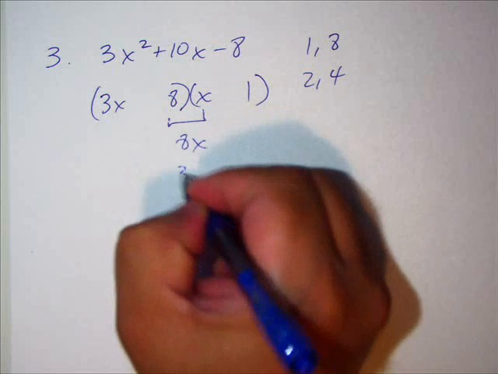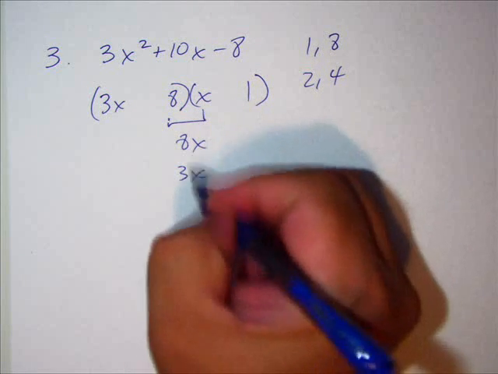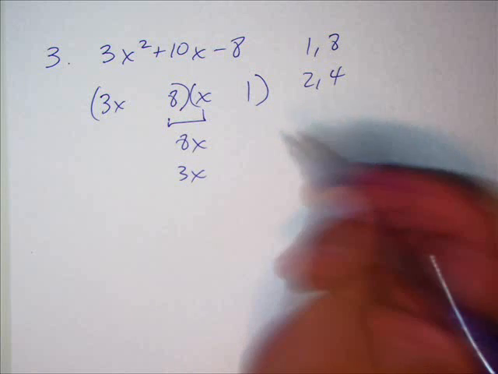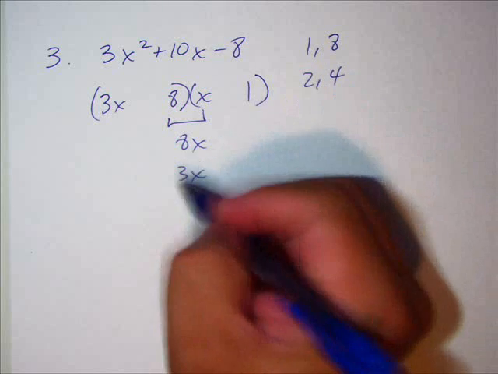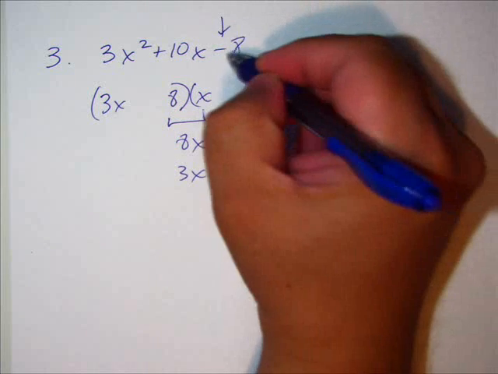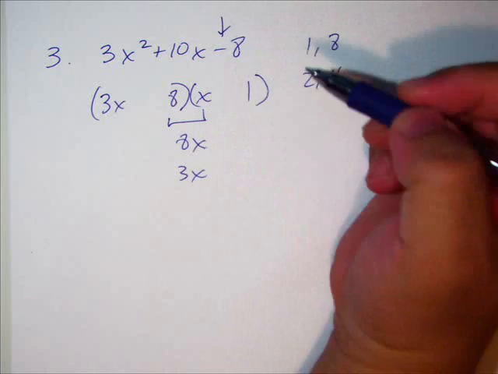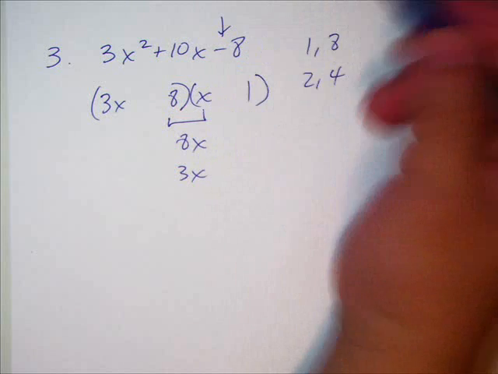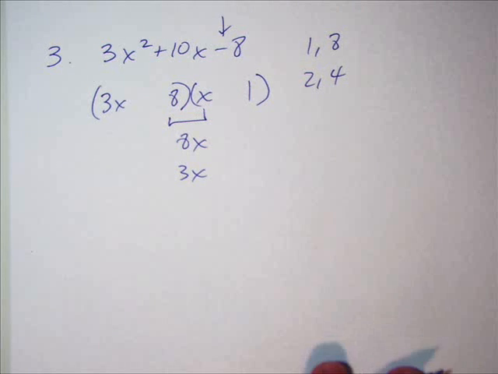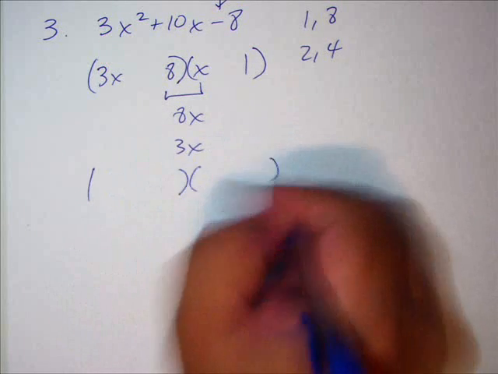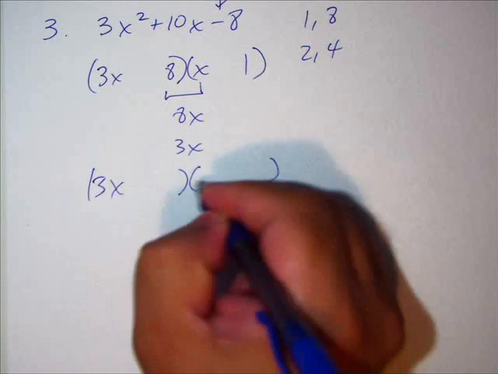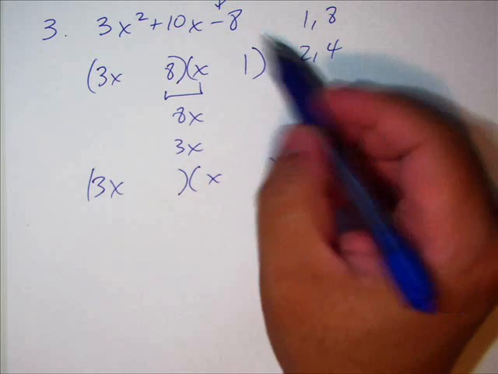8x, 3x. Add or subtract, that's not going to give me 10. Let's think what are we going to end up doing? Are we going to end up adding or subtracting? Because it's a negative 8, we're going to end up subtracting these terms. Okay, so that didn't work. This is the part where it's called trial and error. Well, it tried, it didn't work. That's the error part. I'm still going to stick 3x and x. So 8 and 1 didn't work.